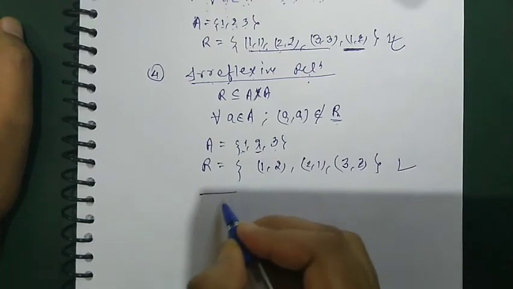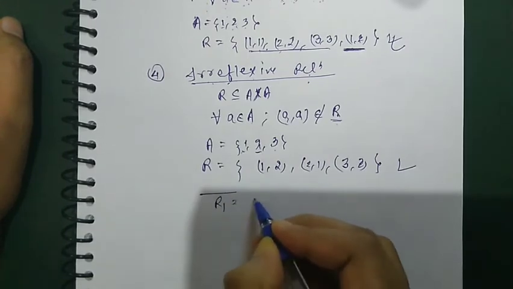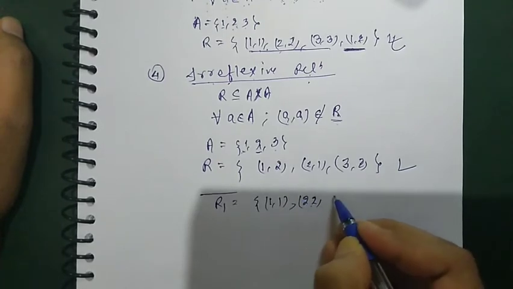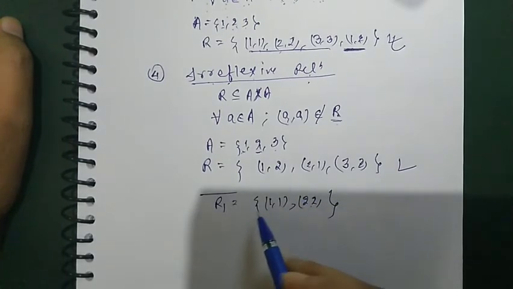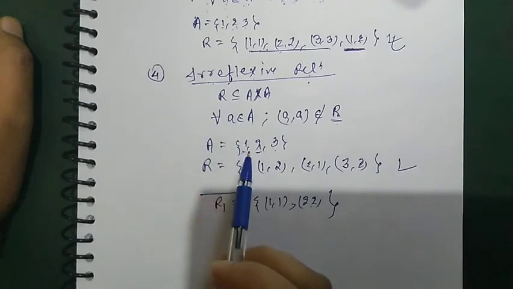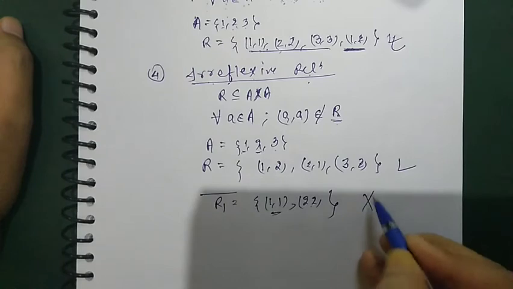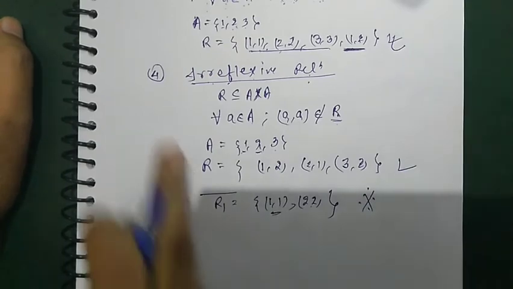But if you take the relation, say R1, as (1,1), (2,2), then for the first element, (1,1) is here. So this is not an irreflexive relation.